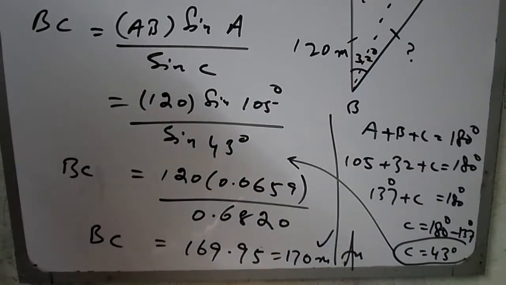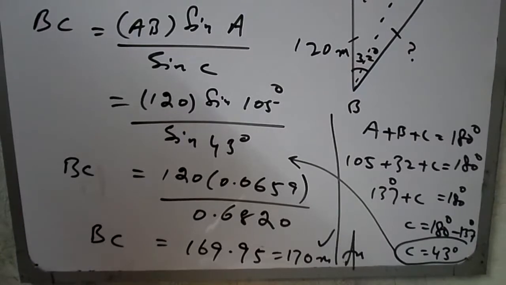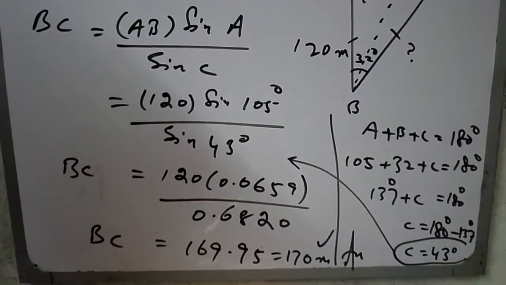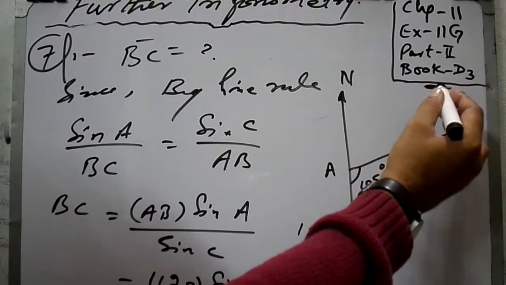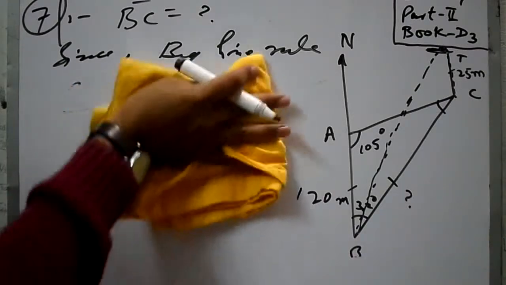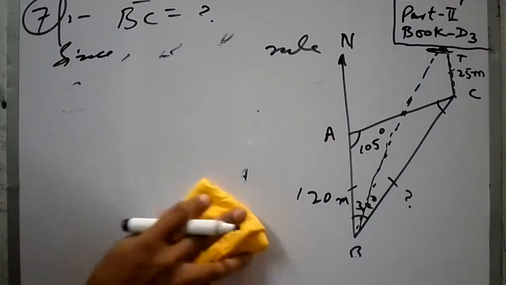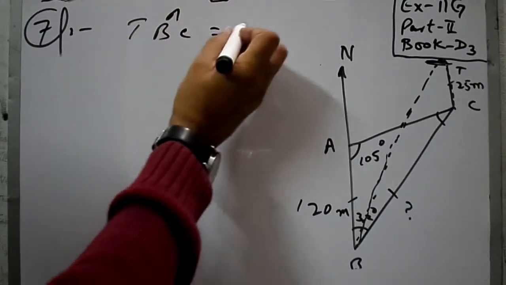Now if we read the statement further, a vertical mast CT of height 25 meters stands at C. Calculate the angle of elevation of T from B. You see here that 25 meters stands at C. So we have already drawn this, that is your 25 meters from C. So we have to take this triangle, that is we have to find T from B, that is we have to find angle B. Now we have to find TBC.